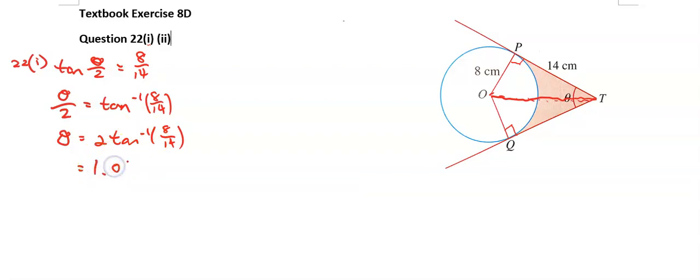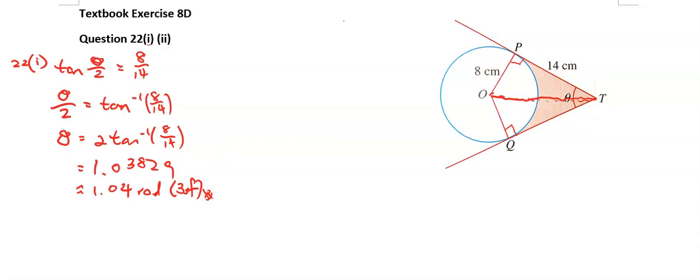Alright, so your answer will be 1.03829, which is 1.04 radians in 3SF. So this will give you the size of the angle in radians here.